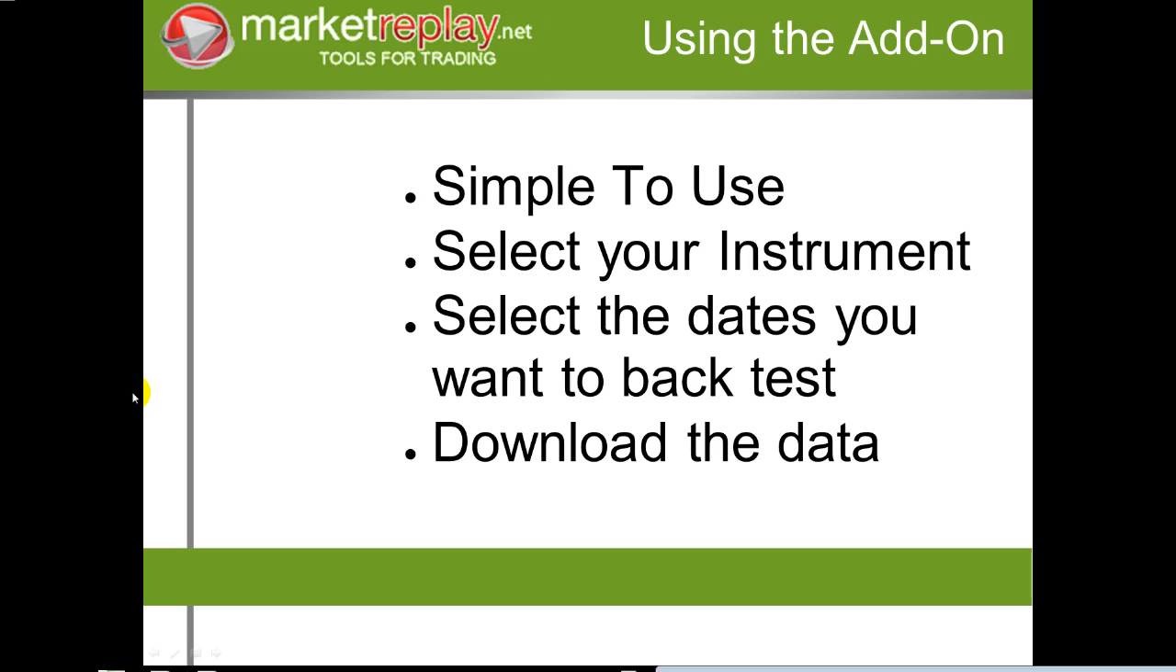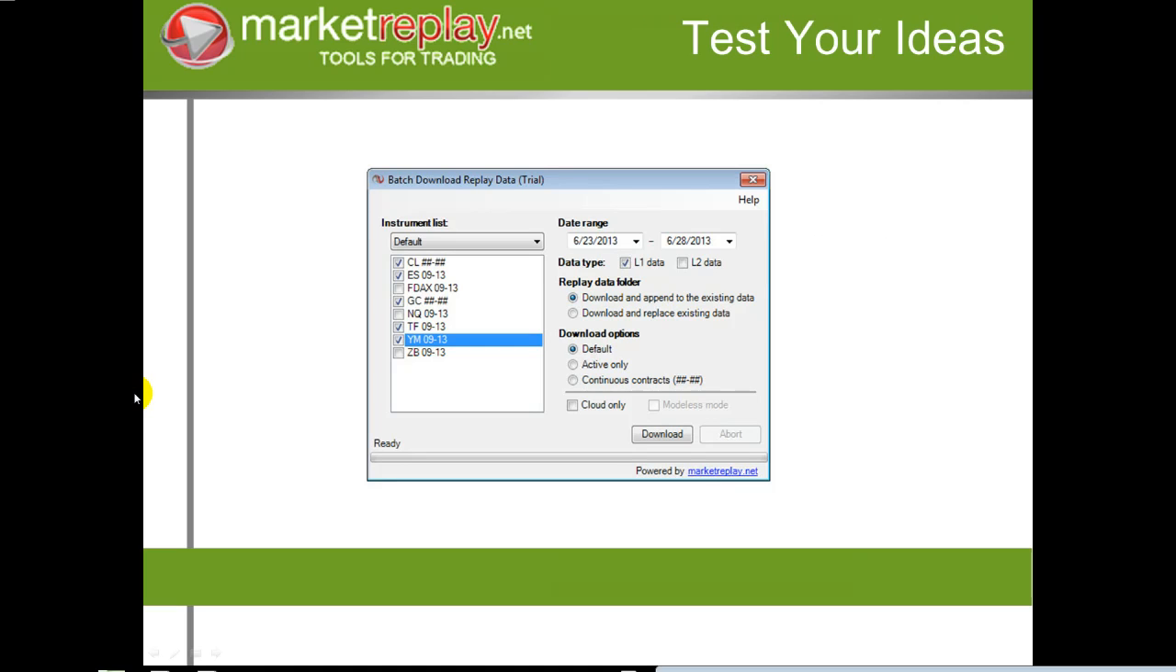And it's simple to use. You can select your instrument or instruments, meaning you can do multiple instruments at the exact same time. You can select the dates that you want to backtest. So you can say, give me the last month, make it really fast, give me a quick download. Or you can say, give me the last 3 months, give me the last 12 months, give me these 6 instruments. Hit one button and let it do all the work in the background for you.